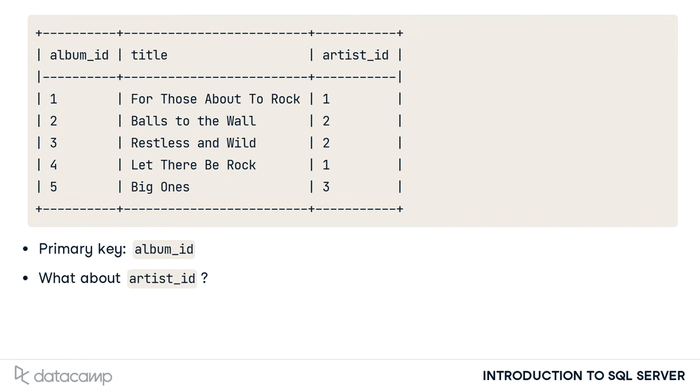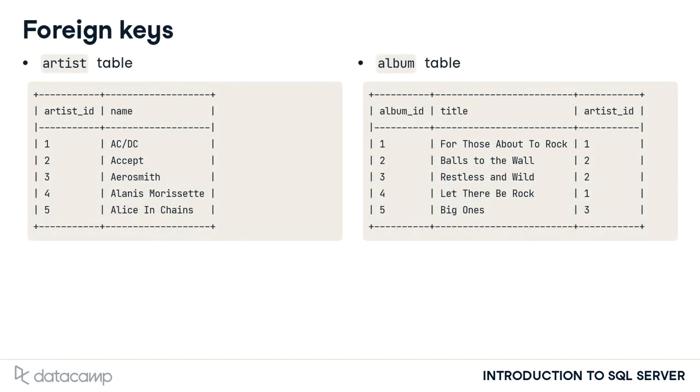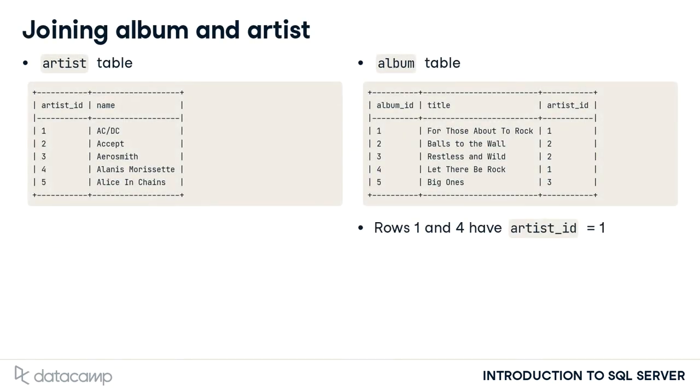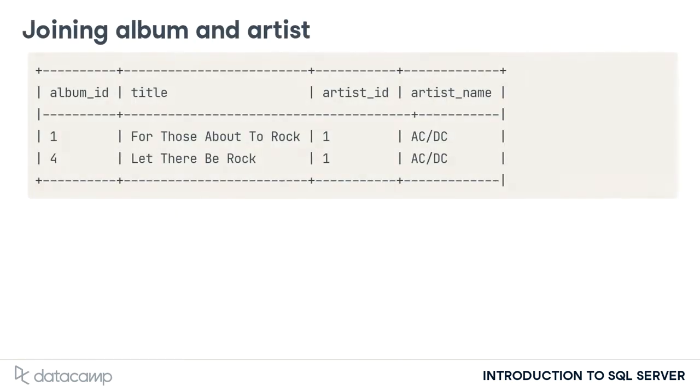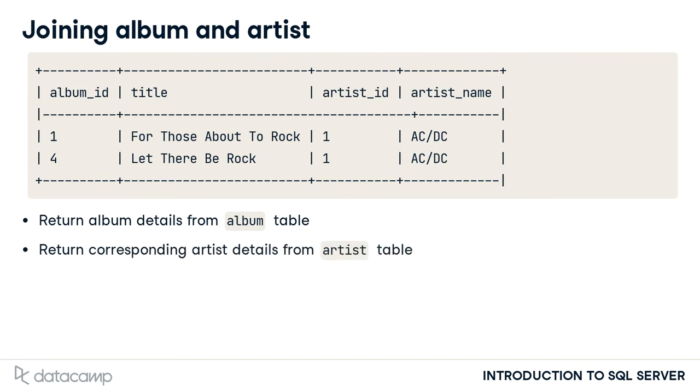What does this mean? Well, the artist ID in the album table acts as a foreign key to the artist table. What this means is that when the artist ID in the album table matches the artist ID in the artist table, those rows can be linked using a join. Let's see how that looks. Rows 1 and 4 of the album table have an artist ID of 1. The artist ID 1 in the artist table is ACDC, so when we join the two tables together, we return the album details from the album table and the corresponding artist details from the artist table, joined using the artist ID field, which is common to both tables.